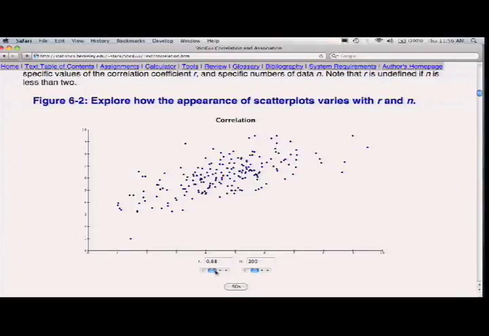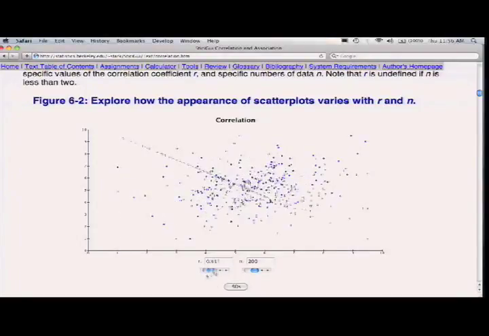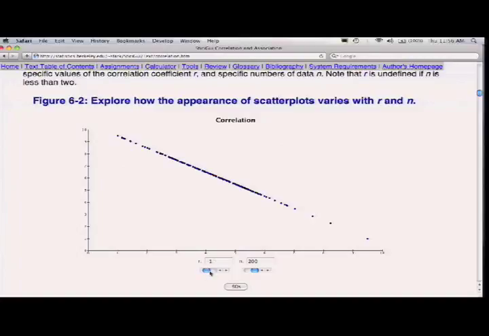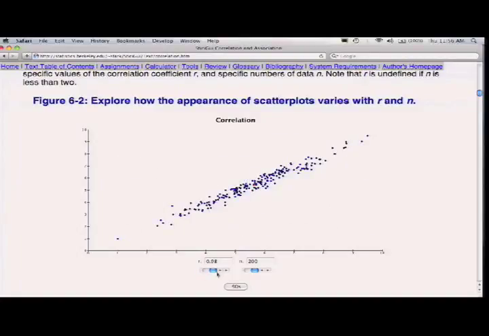Okay, so there's 200 points, correlation coefficient of 0.6, 0.7. Again, if I make this -1, they're going to all lie on a straight line with negative slope, +1, straight line with positive slope.